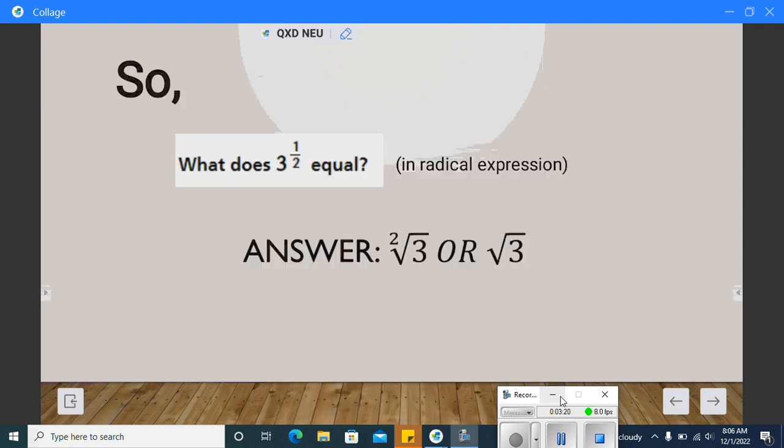Next. So what does 3 to the power of 1/2 equal? So we already had this one to make it into radical. This is our m. And this is our n. So m goes inside and 2 outside. Meaning it's root. Or you can write square root of 3. Right, next.